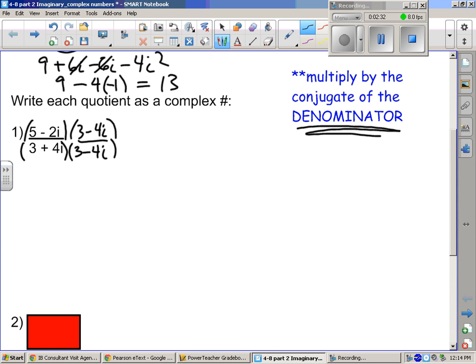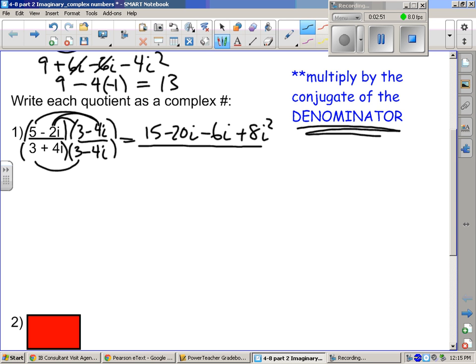So, foiling the top. 5 times 3 is 15. 5 times negative 4 is negative 20i. Negative 2 times 3 is negative 6i. Then negative 2 times negative 4 is positive 8i squared. Let's do the bottom. 3 times 3 is 9. 3 times negative 4, and 4 times 3, and 4 times 4 negative is negative 16i squared.